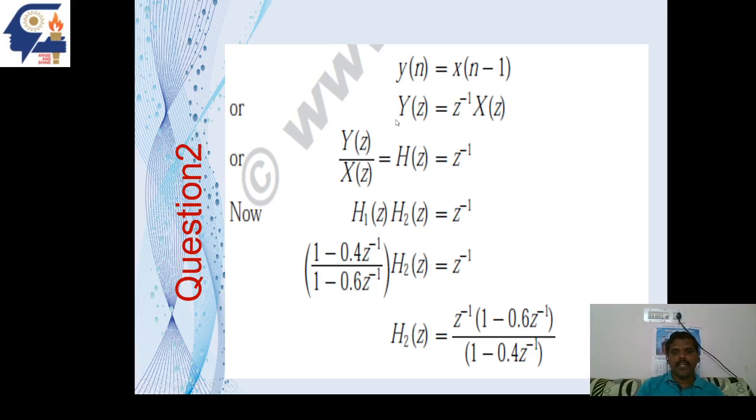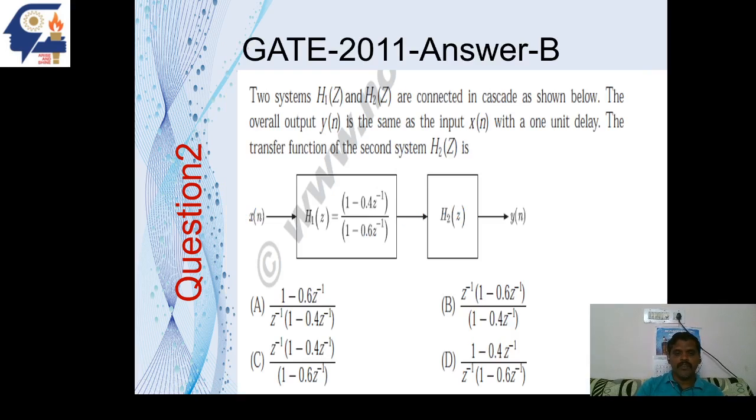Now apply the z transform on both sides, because the multiple choices and the question are in terms of z transform. That is why I am applying the z transform on both sides. Y of n will become Y of z. The 1 unit delay, the minus 1, will become z power minus 1 into capital X of z. Now from this, Y of z by X of z, the overall transfer function H of z, equals z power minus 1. So this Y of z by X of z from the given problem is nothing but H1 of z into H2 of z.